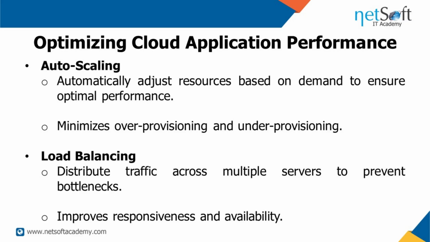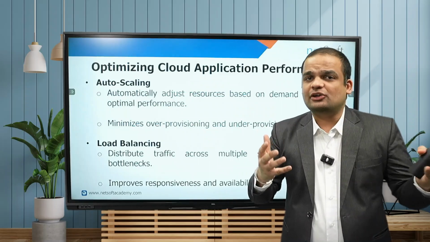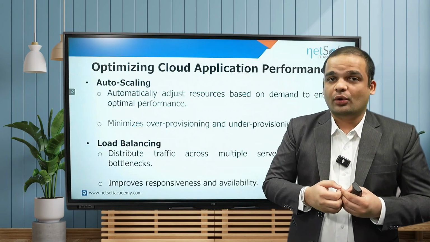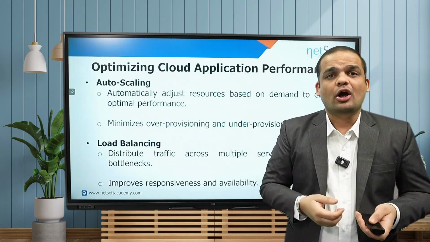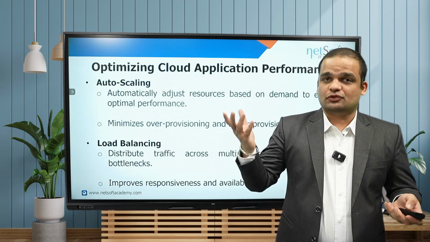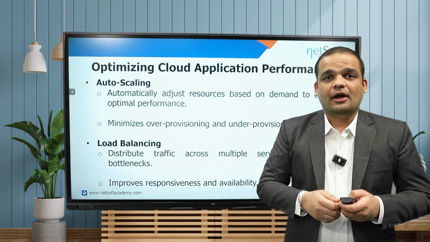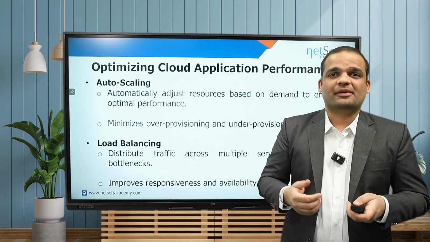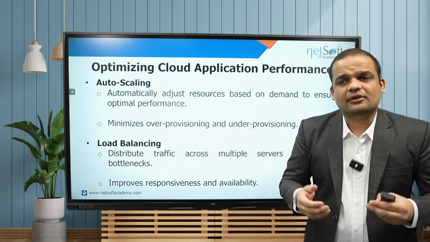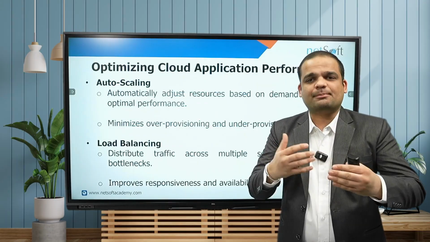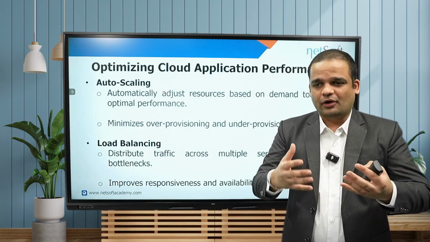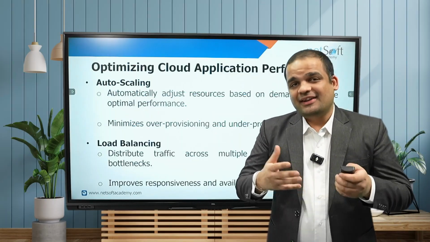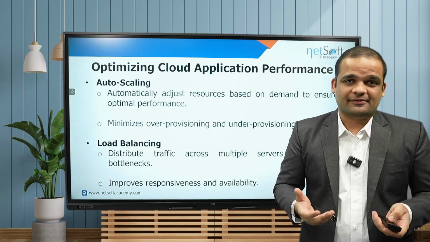For example, during spikes or peak usage, additional servers are added to handle the load if you're talking about horizontal scaling, or the resource can be increased if you talk about vertical scaling. All this is done while maintaining performance, especially during the spikes in the load or the spikes in the requests.